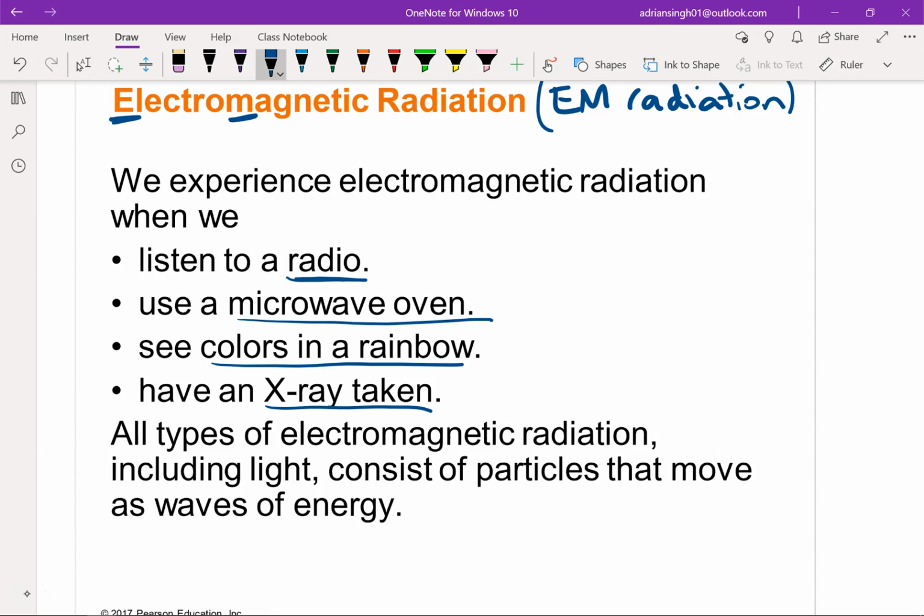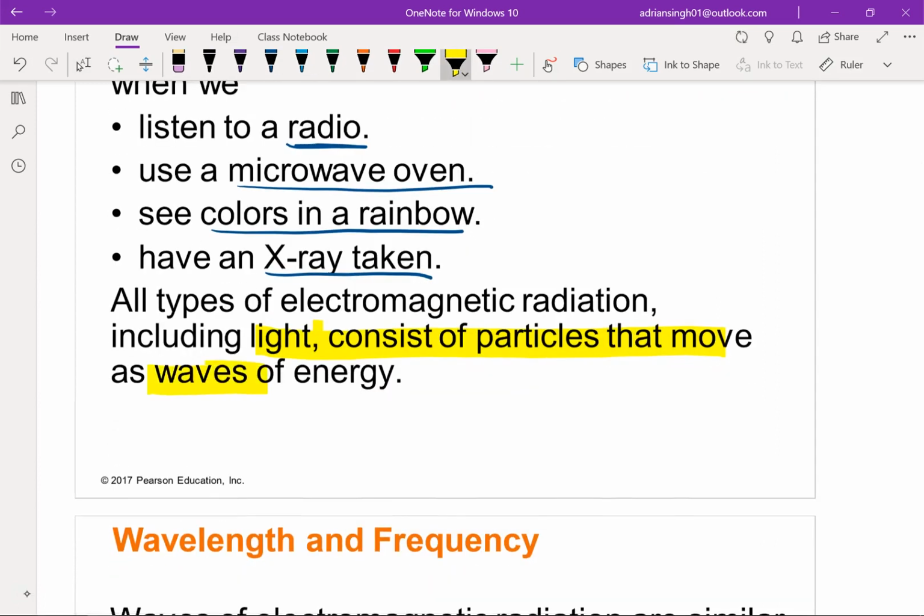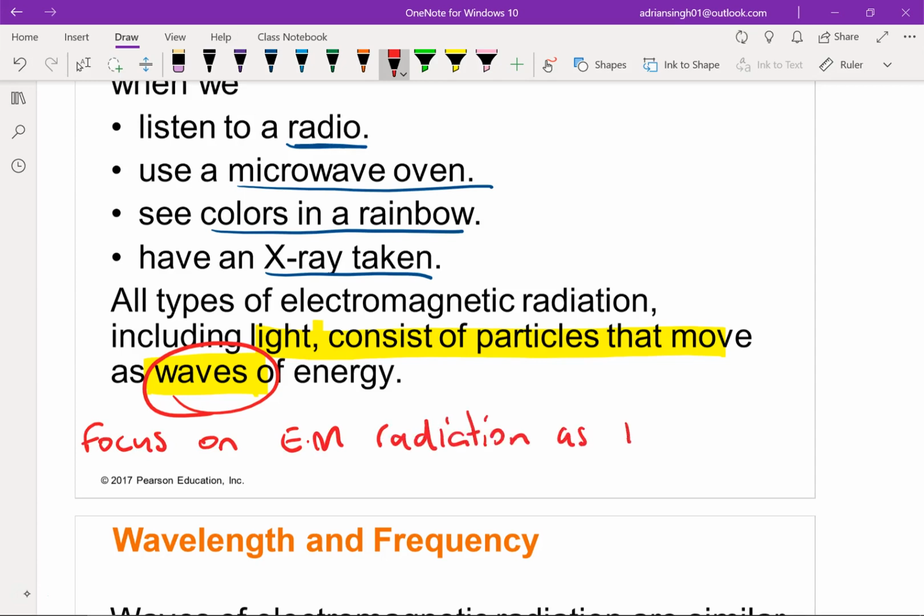So all types of this EM radiation, electromagnetic radiation, including visible light, all right, they consist of particles, and this is the key thing now, that move as waves of energy. All right, and that's the key thing that we're going to focus on here. We're going to focus on EM radiation as waves, and then we're going to take a look at some of the characteristics of waves.